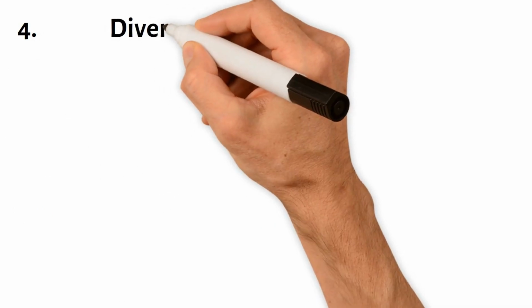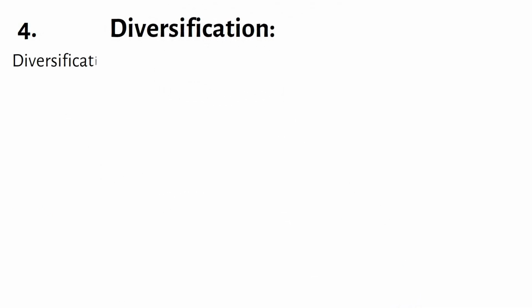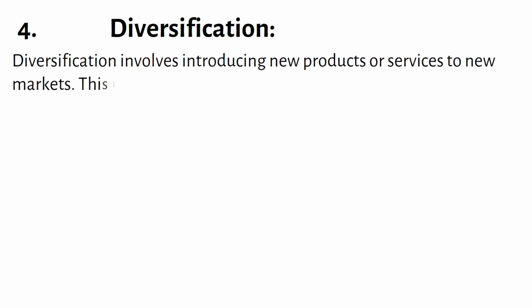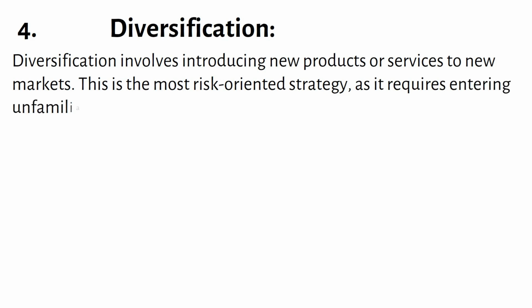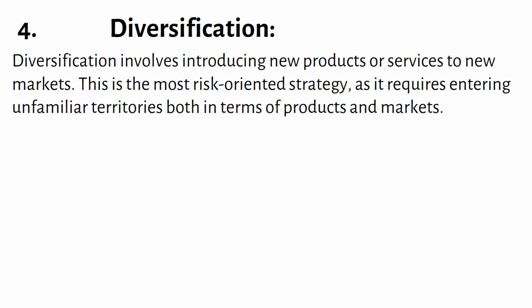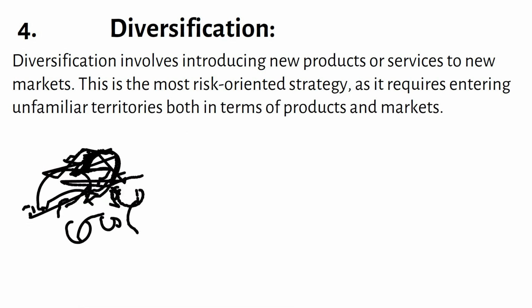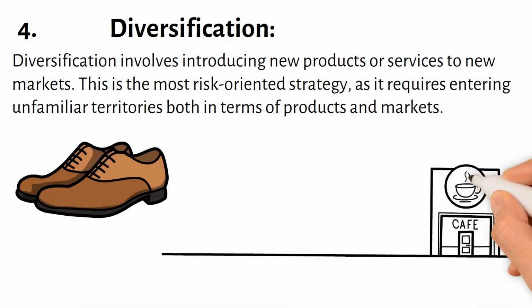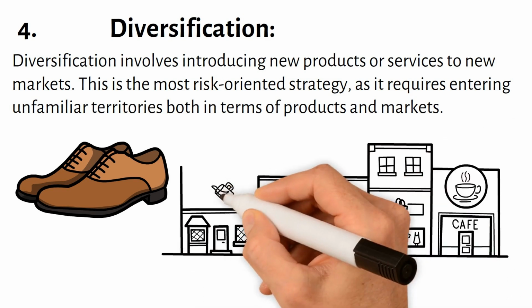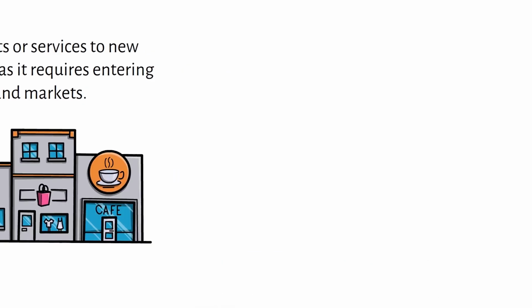4. Diversification. Diversification involves introducing new products or services to new markets. This is the most risk-oriented strategy, as it requires entering unfamiliar territories both in terms of products and markets. Examples: entering completely new industries, acquiring companies with different product lines, or pursuing unrelated business ventures. There are 2 types of diversification a firm can employ.